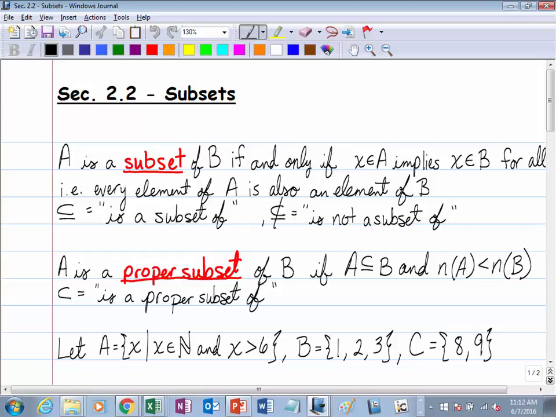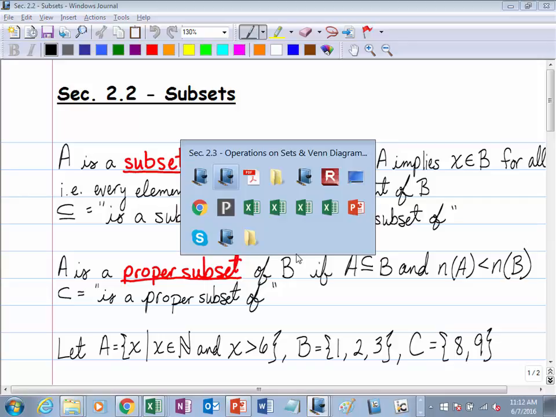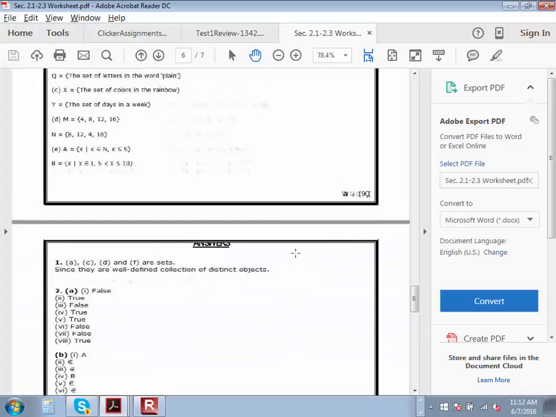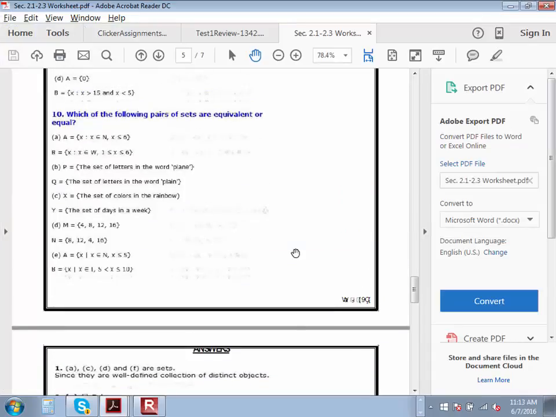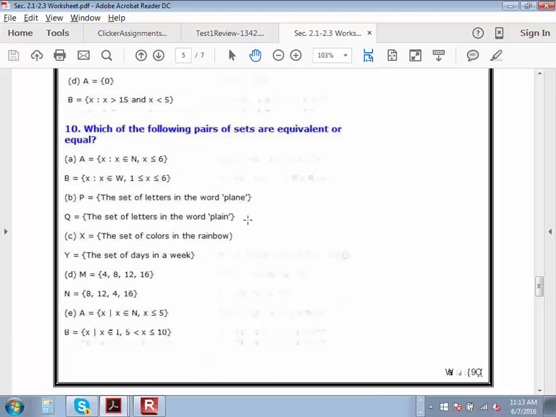All right. Any other questions before we move on to the next section? Yeah, your section 10 is crazy. You have the words plane and plain, and it's supposed to be the same question according to the answer key, but it's two questions. Okay, so like part B, you're saying?